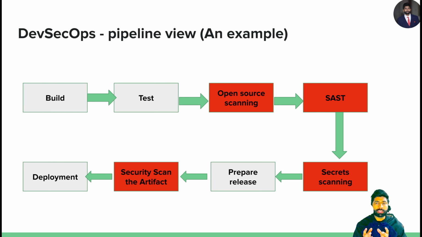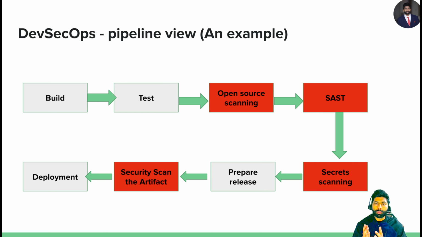This is a real life example of how you can implement security into the CI/CD pipeline of a software. In the previous diagram, we had stages like build, test, preparing the release, and deployment. In this example, we have introduced some security stages in between the existing stages. After build and test, we have injected open source scanning, static application security testing, and secret scanning stages.